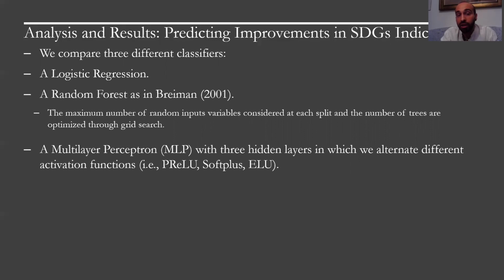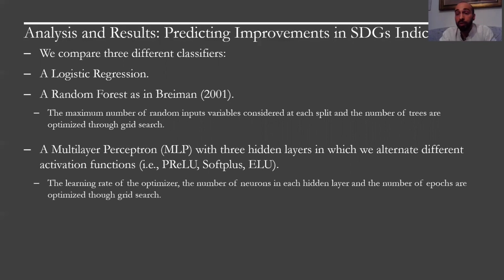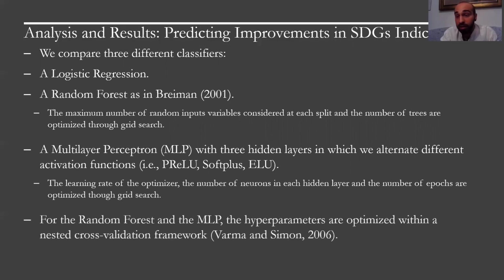And in each layer, we use a different activation function. Here we optimize the number of neurons in each layer, the number of epochs, and the learning rate of the optimizer. These hyperparameters, as those mentioned for the random forest, are chosen within a nested cross-validation framework.